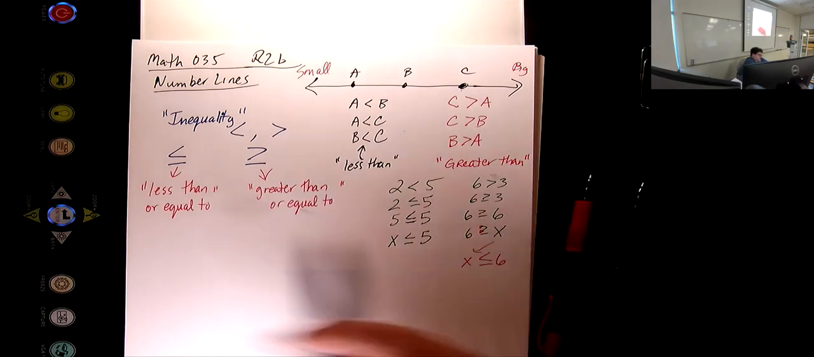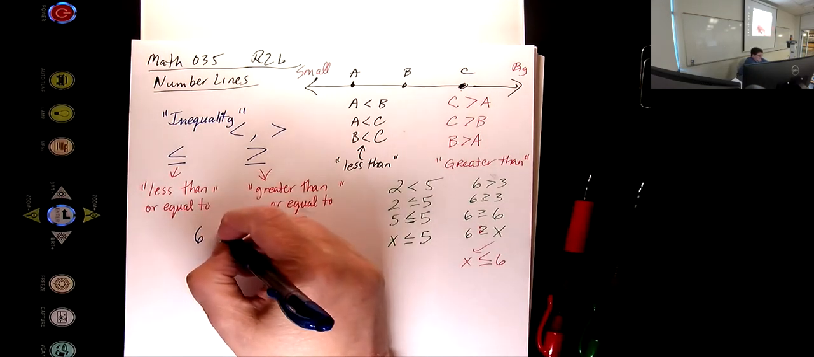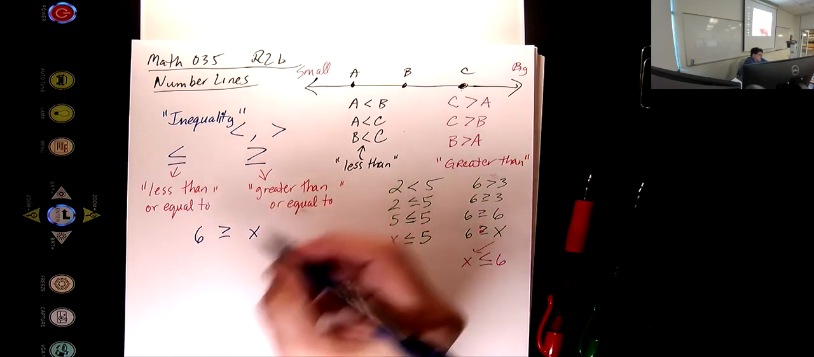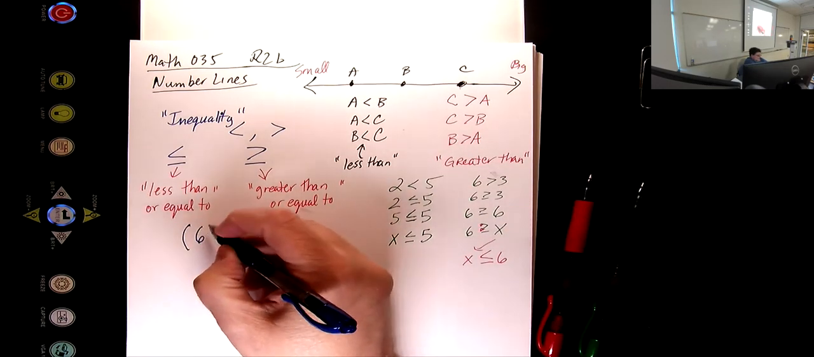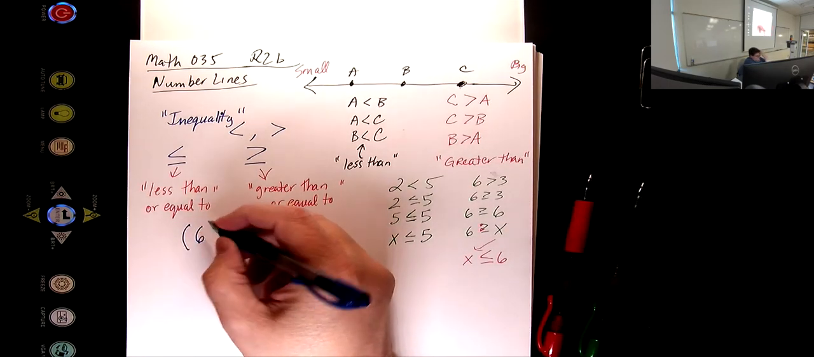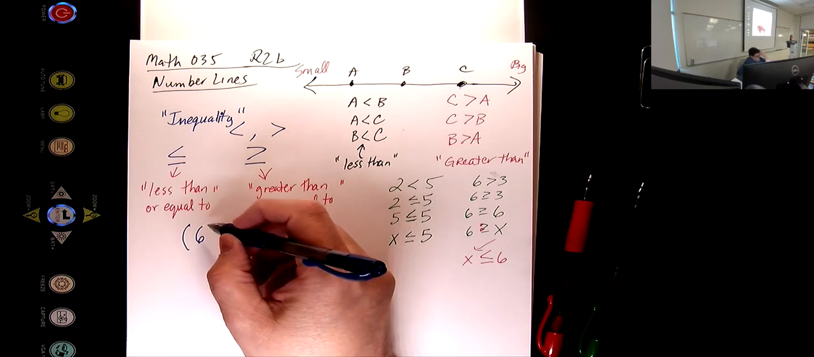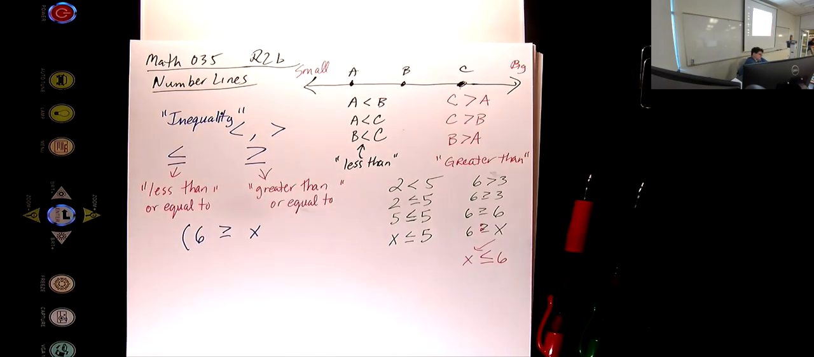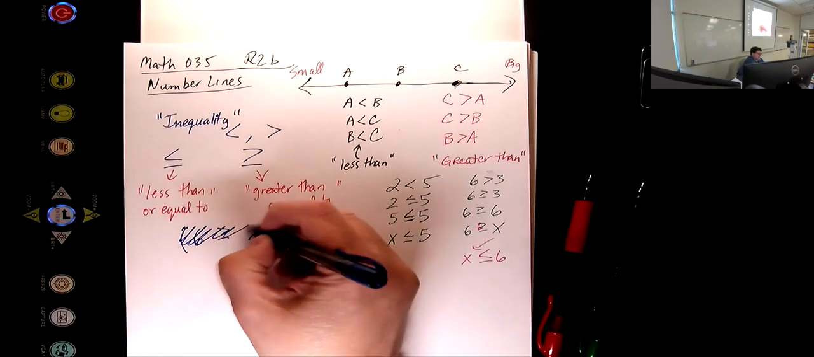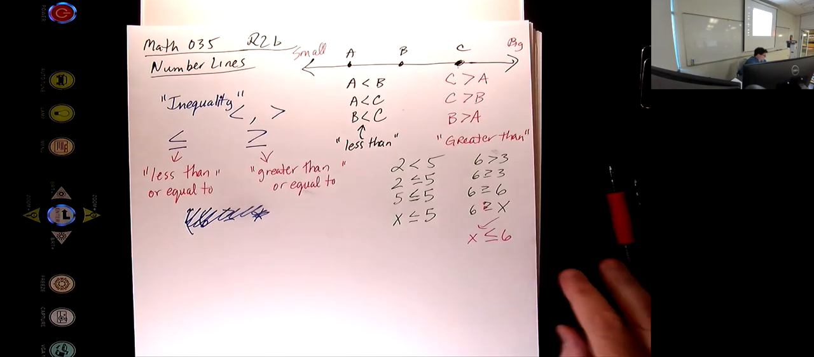Another way of dealing with this is you have 6 is greater than or equal to X. You can multiply. This sounds funny. I'm not going to do that here. It'll come out naturally. It's just going to sound silly there.